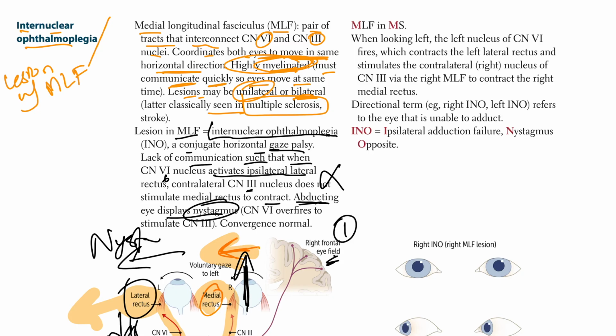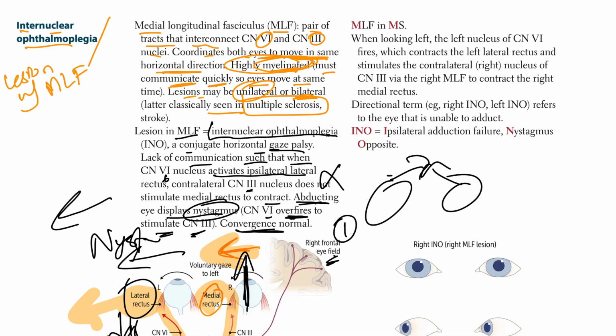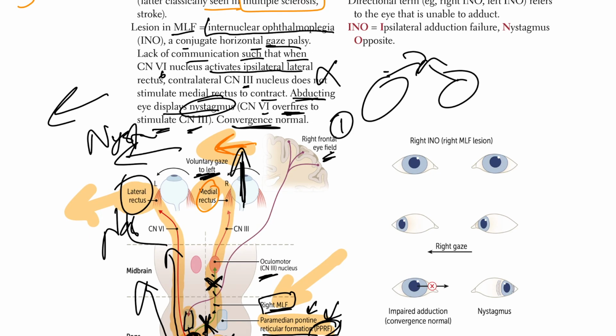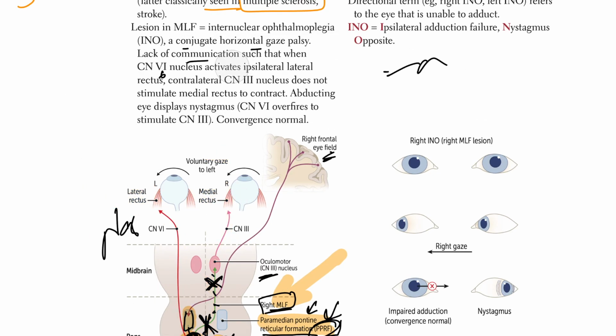And that's because CN6 overfires to stimulate CN3, which I mentioned, right? And convergence is normal. What is convergence? Both eyes looking medially, right? Why is that normal? Because that's not done through this pathway. That's a totally different pathway. So we are not talking about convergence, but we are talking about lateral gaze, right? Okay, so let's look one more time at the picture and move on to the next thing.